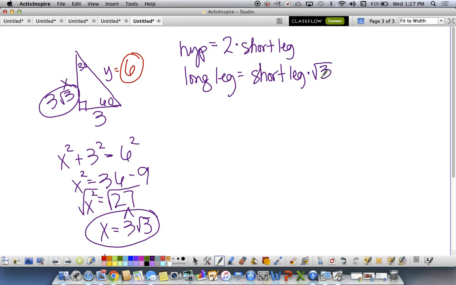Root 3. Now, I won't generally say the word leg in these. I'll just say short and long. So, the long leg is the short times root 3. Those two things are very important to know, so that if I give you something different, can you draw and find the other missing side lengths? Do I have to do the Pythagorean theorem every time? No, we don't. So let's talk about both of our special right triangles.